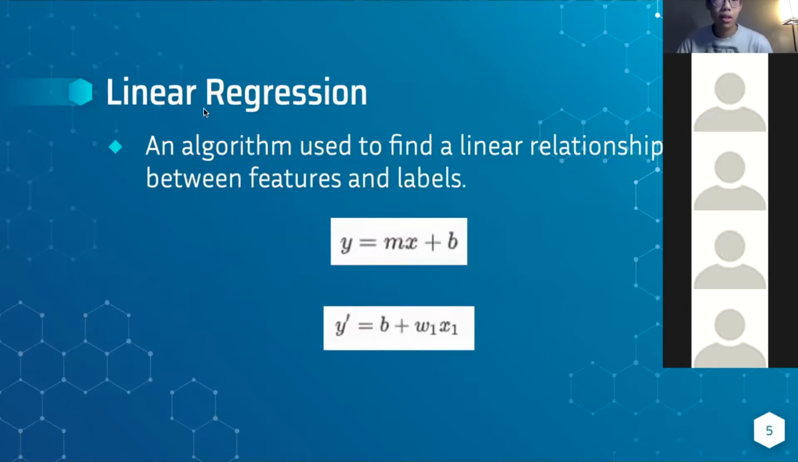We can start off with linear regression. Linear regression is an algorithm used to find a linear relationship between features and labels. I'm sure you're all very familiar with the formula y = mx + b. This is a simple way of using machine learning and predicting values. We input the data as x, and depending on the slope and the b value, we can produce a y value.